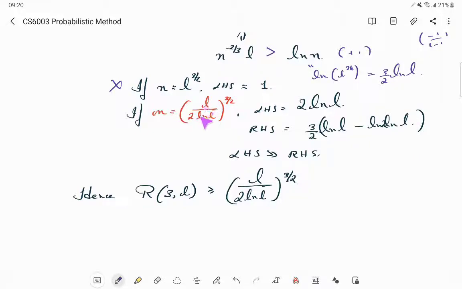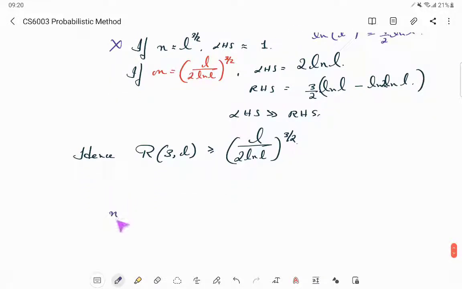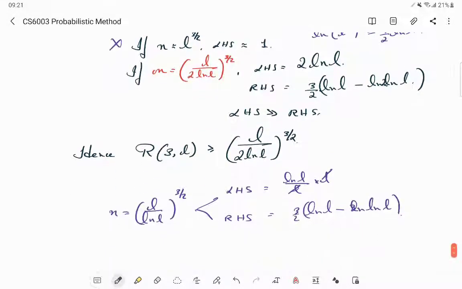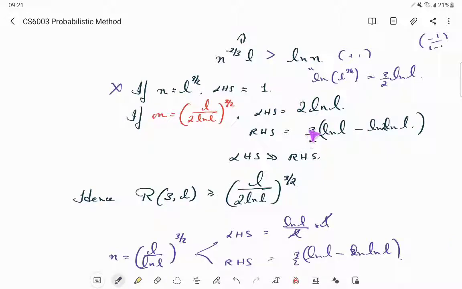So I take something like L by ln L. What if I take n equal to L by ln L to the power 3 by 2? Then what happens to the left hand side? The left hand side is n to the power minus 2 by 3. So minus 2 by 3 here will leave a minus 1: L by ln L to the power minus 1, which is ln L by L, and multiplied with this L that is there, it will be an ln L. What will be the RHS? The RHS is ln of this n, which is 3 by 2 ln L minus ln ln L. But again you see that the RHS is larger because of this 3 by 2 factor here.